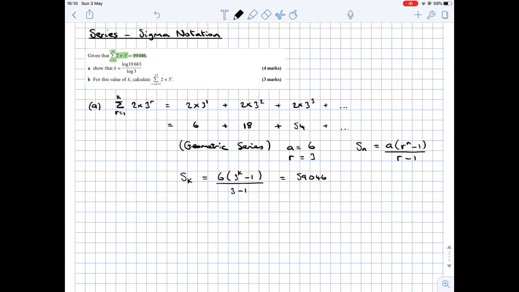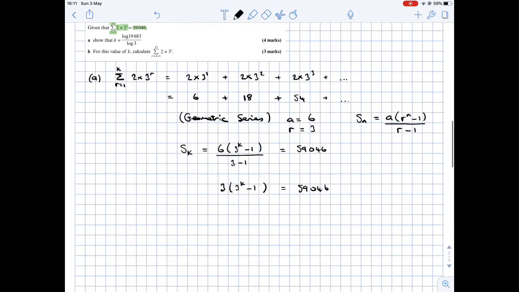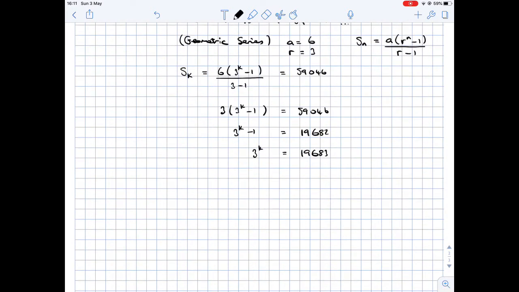59,046. So let's tidy that up. Well, in the numerator we have 6, denominator 3 minus 1 is 2, 6 divided by 3 is 3. Now the next step is we could divide both sides by 3, which gives us 19682. Adding 1 to both sides, 19683.